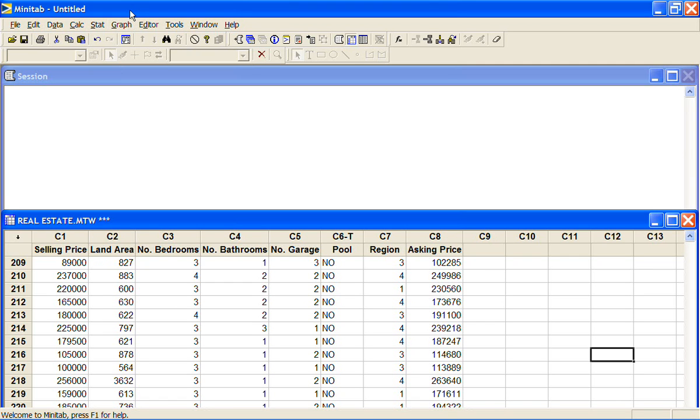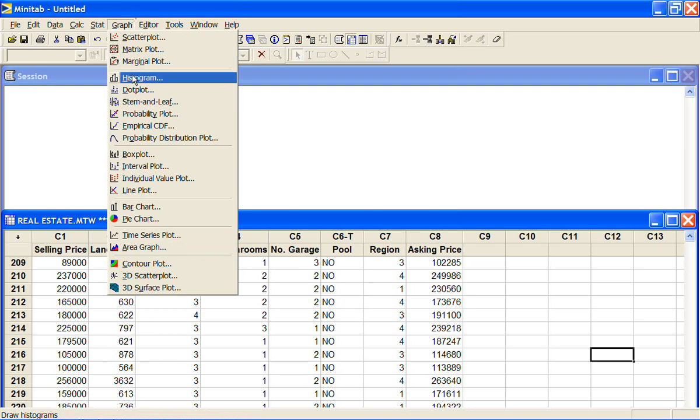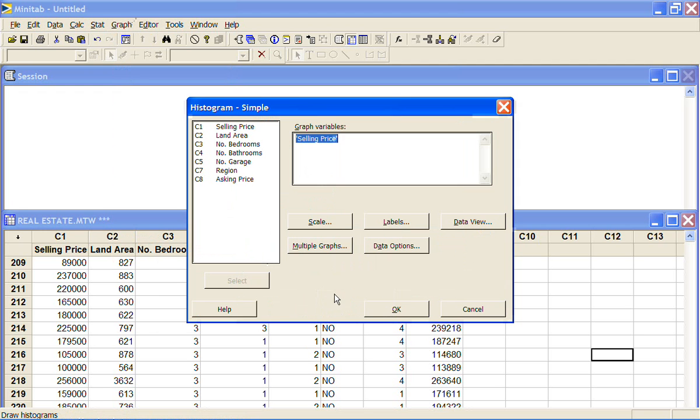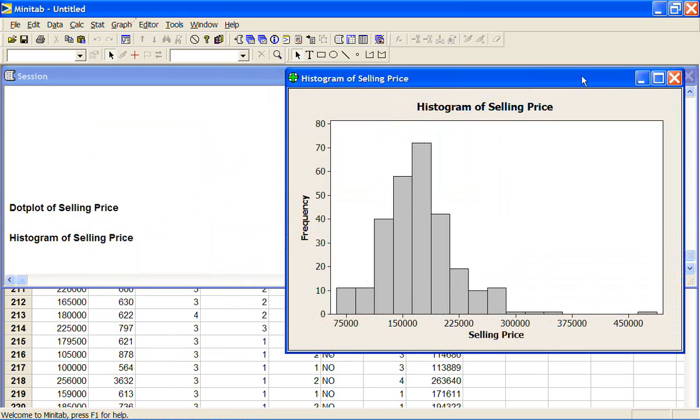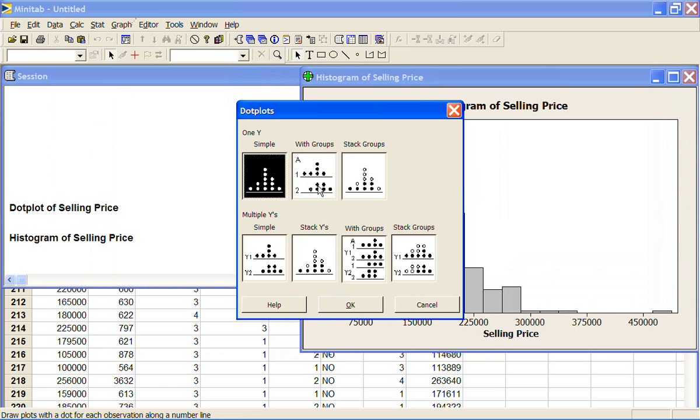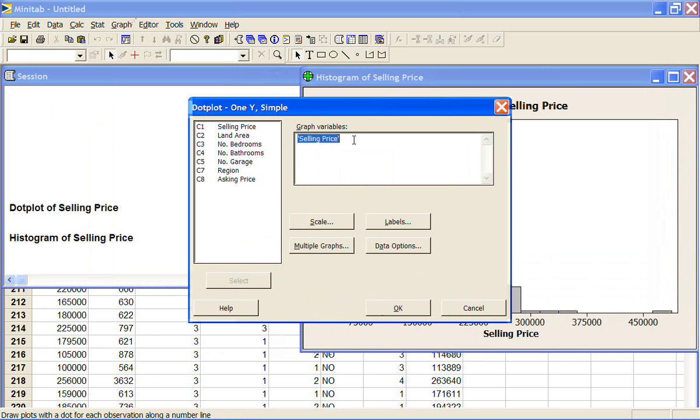In this tutorial, I'm going to look at the simple dot plots, histograms, and stem and leaf plots. First of all, I'm just going to bring up a histogram and a dot plot of selling price, a simple one. And I'm going to bring up the dot plot as well because these are very similar. A simple one with selling price.